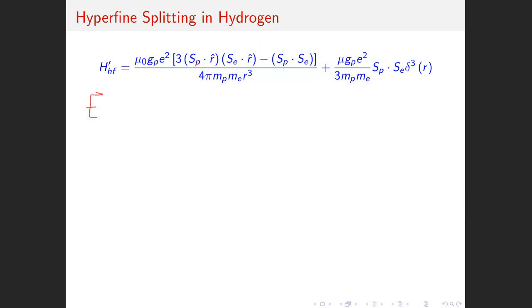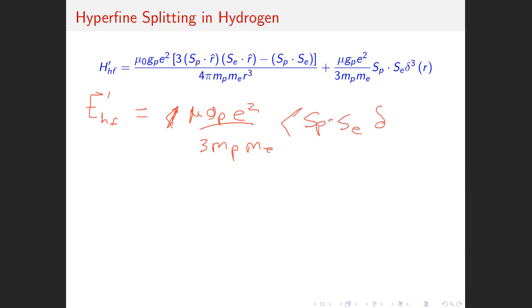But we only want to find the energy corrections due to this hyperfine Hamiltonian. Right? So this, as you know by now, will just give you the expectation value. So this gives you mu g_p e squared over 3 m_p m_e. Anyway, this is just a constant. So the only thing that you have to be considering will be this S_P dot S_E delta 3 of r. And by now you know how to compute this expectation value.